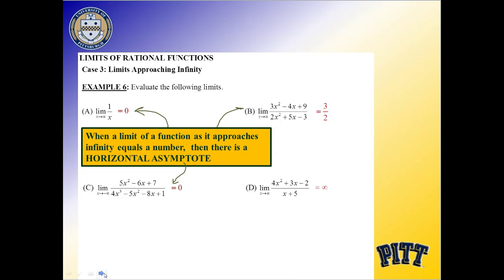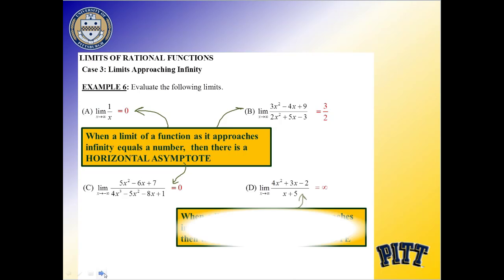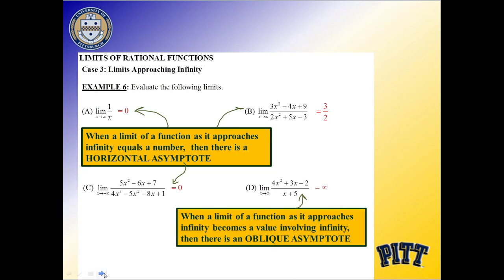When I have a situation like D, where I had the highest power of x in the numerator, the result is that I end up getting either infinity or negative infinity, depending on the situation. That was the existence of an oblique asymptote. For us it was a slanted line, but other shapes for oblique asymptotes can actually exist. So that's how you could tell the same thing using limits.